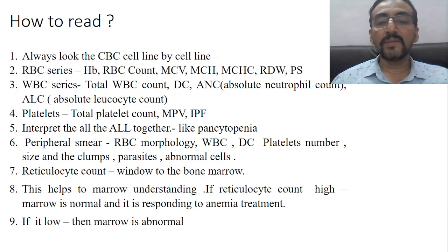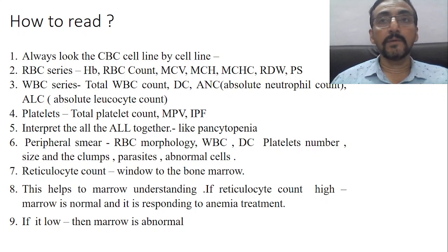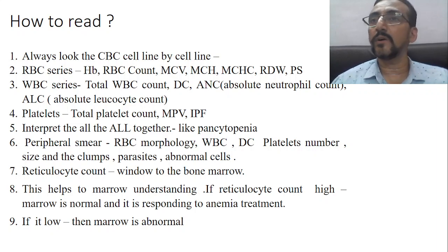Now, if the reticulocyte count is high or normal, then it suggests that the bone marrow is normal. Now suppose the reticulocyte count is low, and the patient is diagnosed as iron deficiency anemia, and you start giving iron supplementation. After 1 week or 2 weeks of iron supplementation, if the reticulocyte count is increasing, that suggests it is only because of iron deficiency and the bone marrow house is normal.